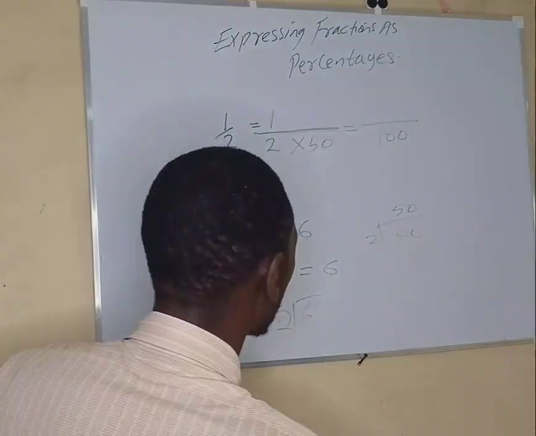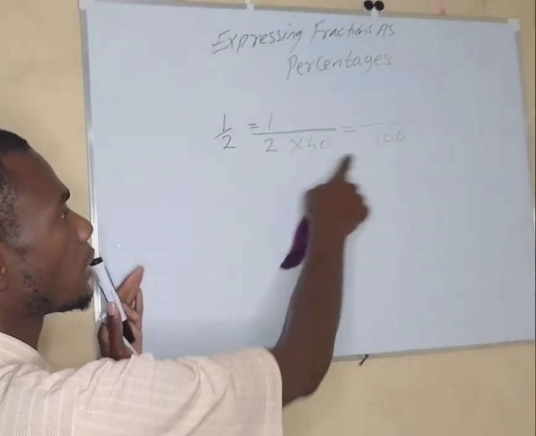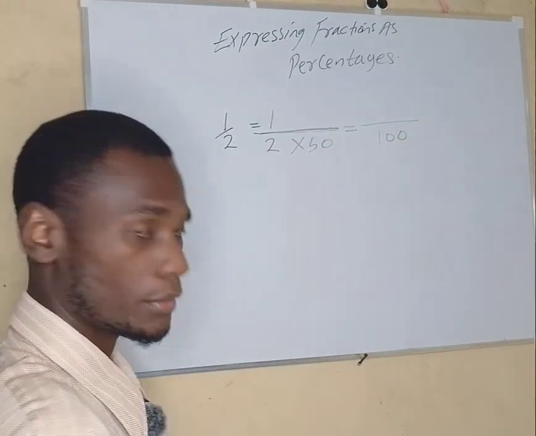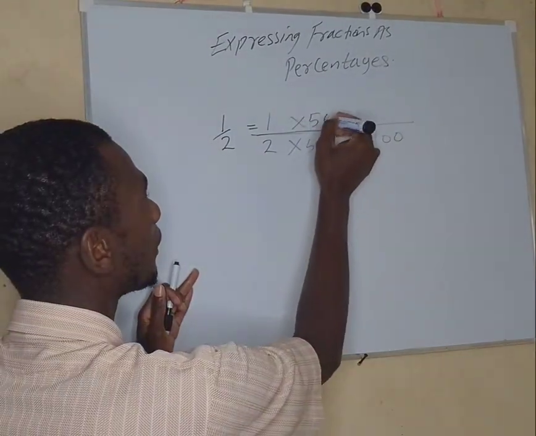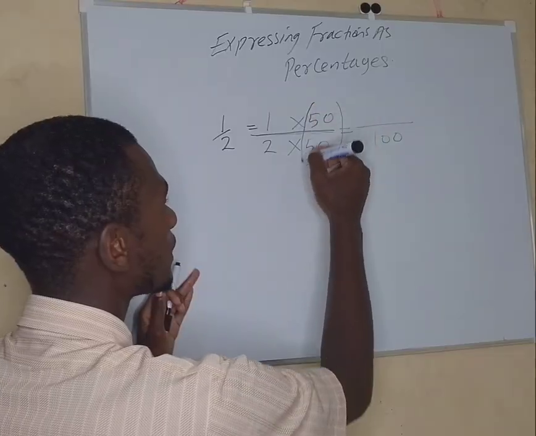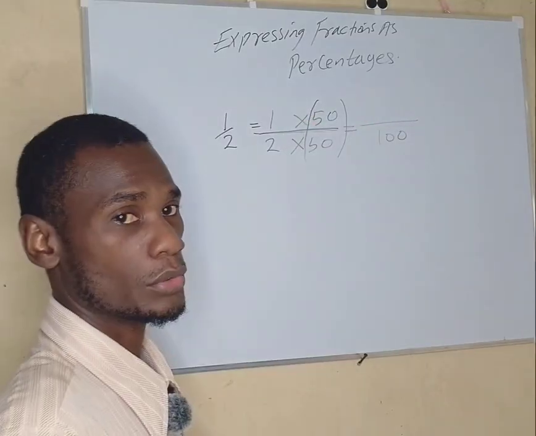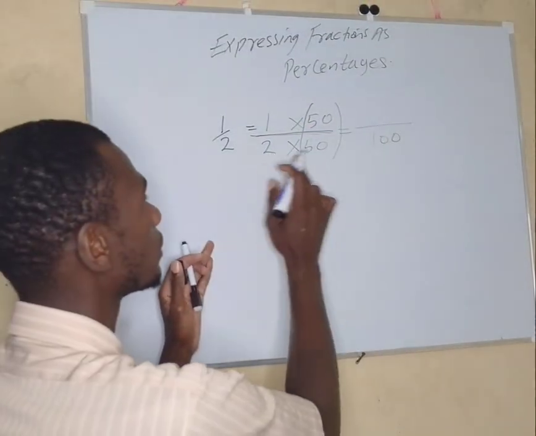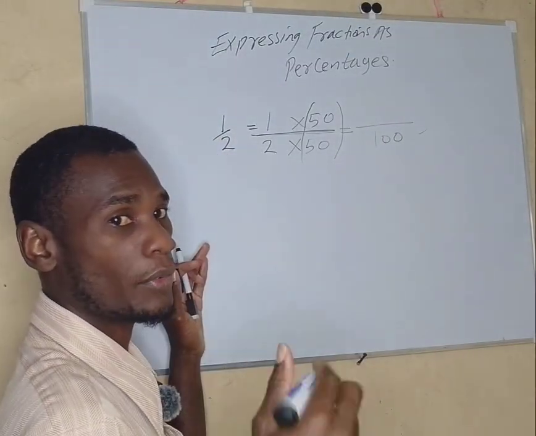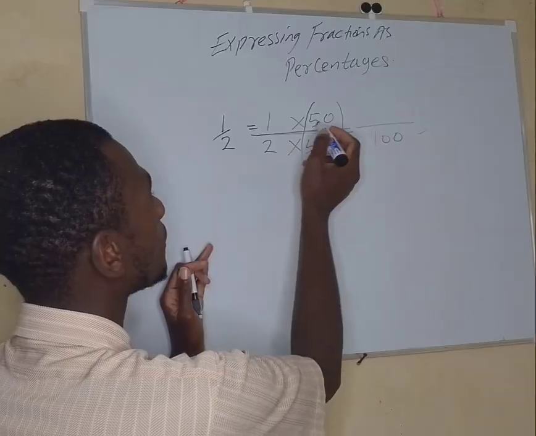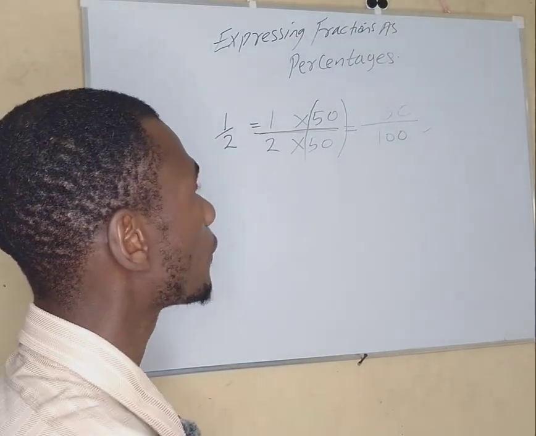So you have 2 times 50 giving you 100. Once you have that, the number you have used down is the same number you are supposed to use up. It is always the same number. So if it is 50, top is also 50. If it is 20, top is also 20. So you have 2 times 50 giving you 100, and because 100 is what we wanted, a number over 100, then on top you will have 1 times 50 giving you 50. So we will have 50 over 100.